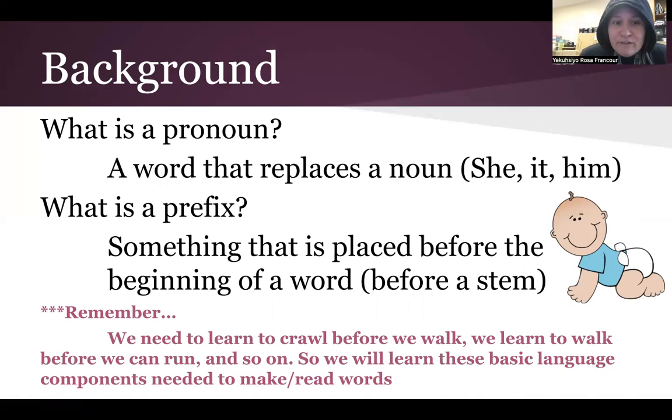So we talked about a pronoun. All pronouns are prefixes. What is a prefix? Something that is placed before the beginning of a word or a verb. So for Oneida, our stem pronouns are prefixes. They are placed before the verb.